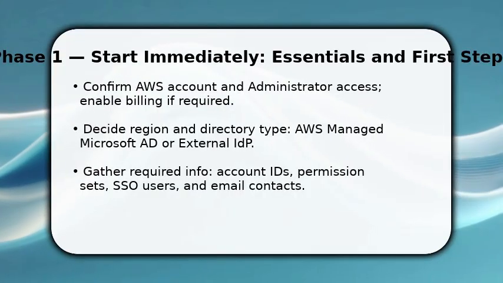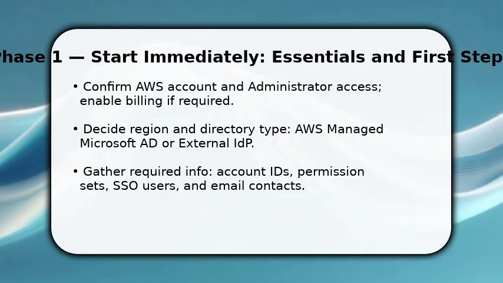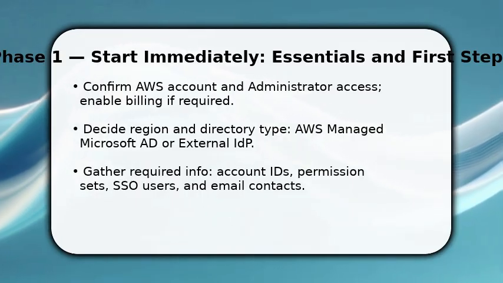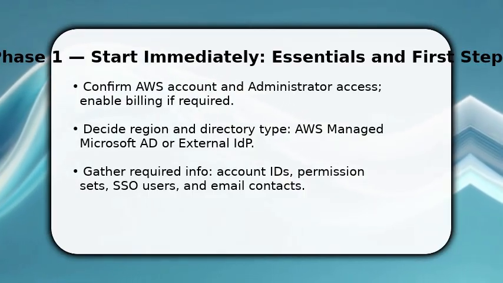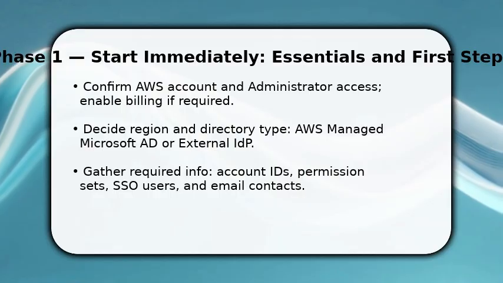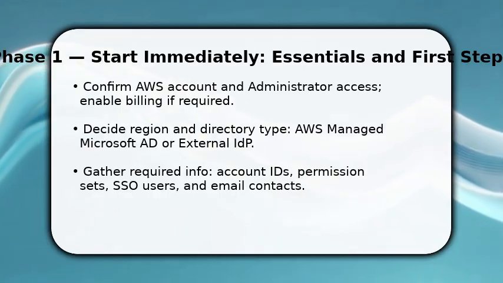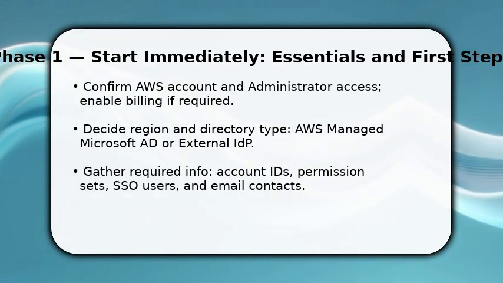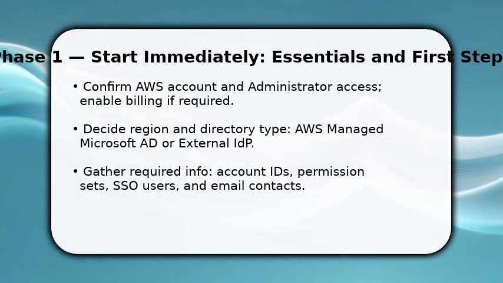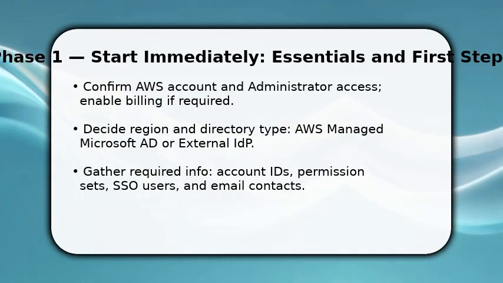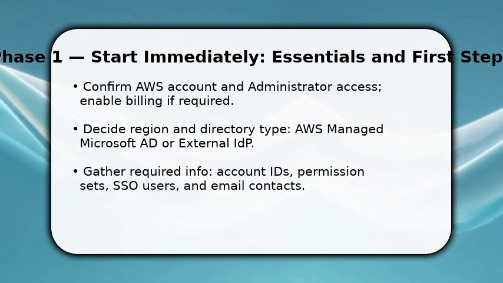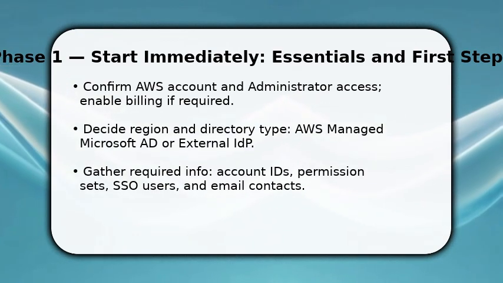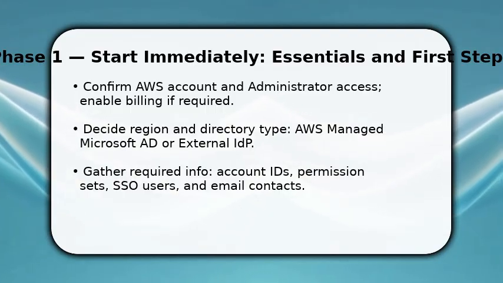You begin by verifying prerequisites and getting straight to work. Ensure you have an AWS account with administrator permissions and pick the region where Identity Center will live. Next, choose a directory option, AWS Managed Microsoft AD or an external identity provider, and gather account ID, user lists, and admin contact emails. Once done, open the AWS console, navigate to AWS IAM Identity Center, and click Enable. This starts the provisioning. Make sure payments and region settings are correct before proceeding.